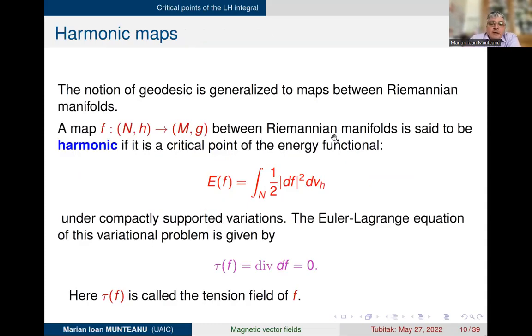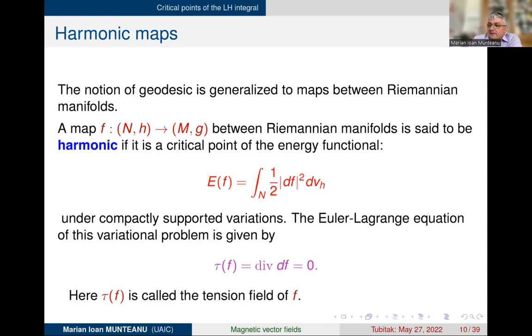Okay, harmonic maps. Harmonic maps generalize geodesics. If the domain is one-dimensional, we have a geodesic. So what can we do for maps? We have a map between two Riemannian manifolds. We consider the energy functional, so this is the energy. And if we consider critical points of the energy functional, we obtain harmonic maps. And this can be expressed in a tensorial equation: the tension field of F, that is defined as the divergence of the differential of F, vanishes. Okay, so this is the equation of harmonic maps.